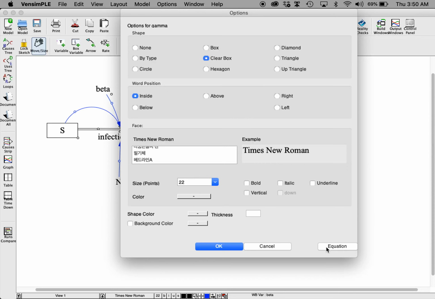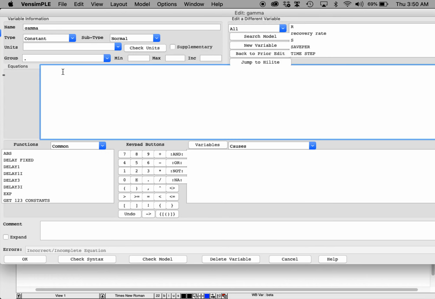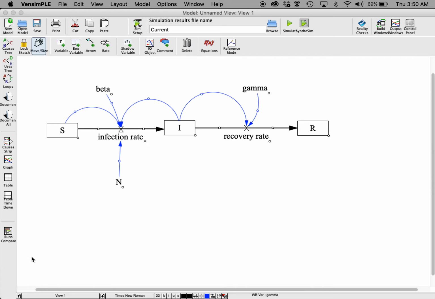And gamma is 1 over 15, where 15 is the average amount of time a person is infected for, 15 days. And again, it's a rate constant, so units 1 over day.